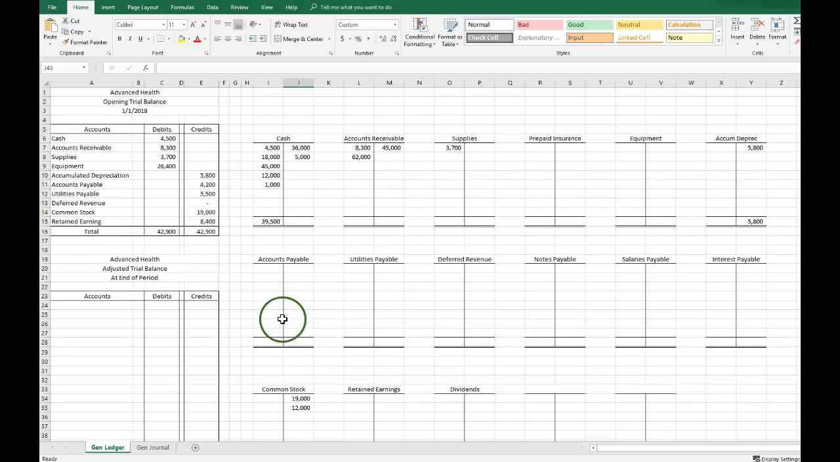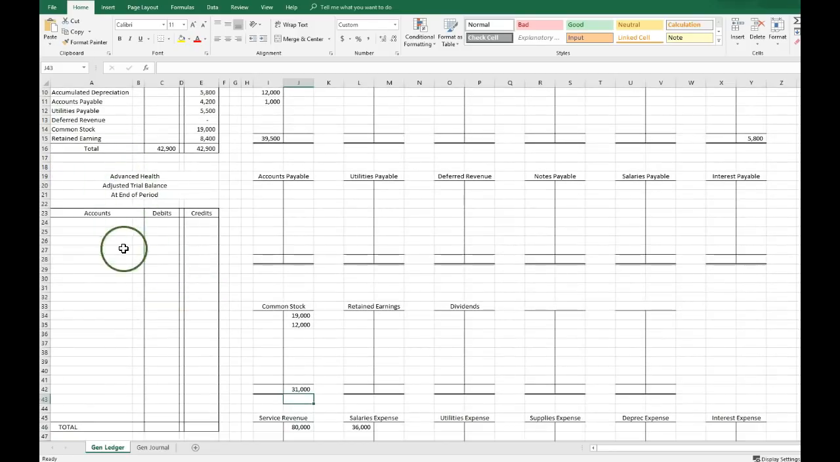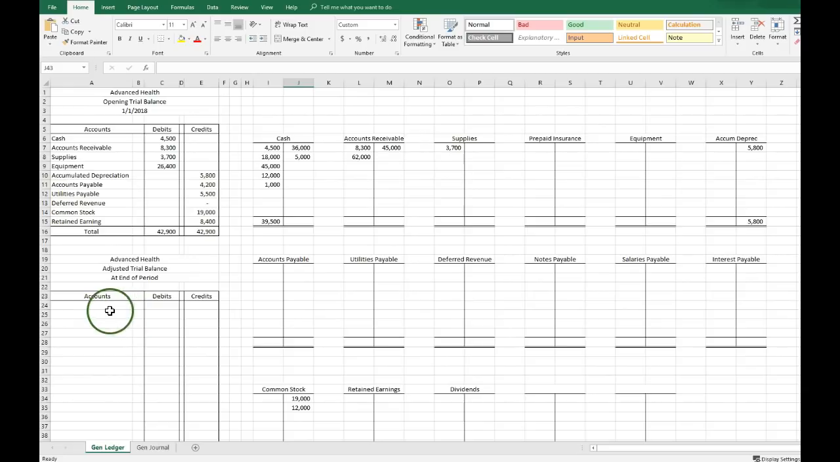Now the last step is to complete the adjusted trial balance. So nothing is entered in here. When you do this, make sure that you enter the accounts in the proper order. Again, this is the order you'd find in the balance sheet and income statement. Use the order as the accounts are listed here. So for example, the first item will be cash.